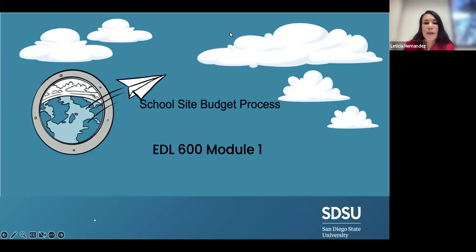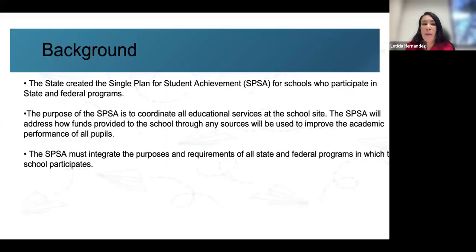So today we're going to discuss the school site budget process. This lecture is going to focus on how do we budget for our school sites and where does the funding come from? So what's a little bit of the background?